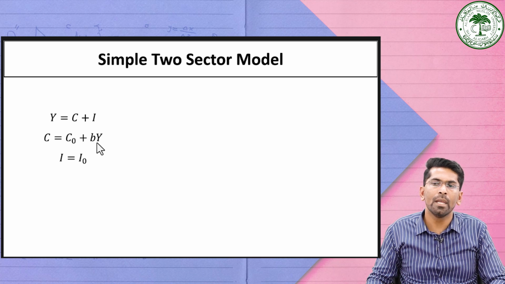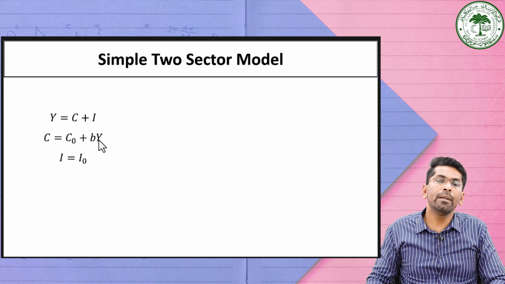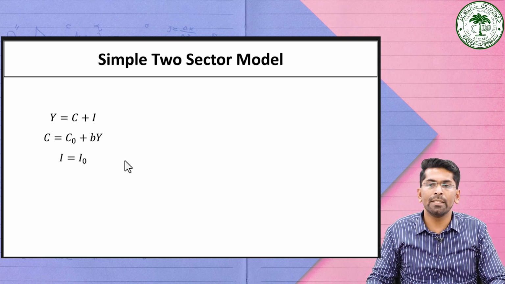This is MPC. It represents the fraction of additional income that an individual will allocate for consumption. In other words, it is how much consumption will change in response to a change in the level of income, and Y is the level of income. So the consumption function is expressed here: the autonomous consumption plus MPC into the level of income.